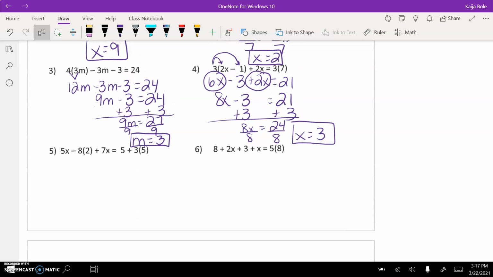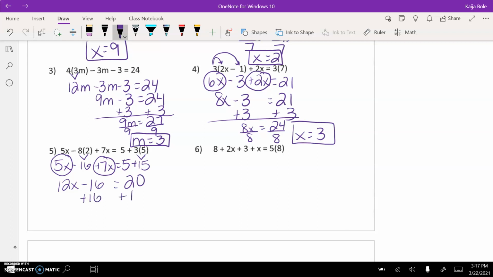In number 5 here, I'm going to take care of my multiplying first. So 8 times 2 is 16. 3 times 5 is 15. And bring everything else down. All right, don't do too much combining at once. So now on the left, I can combine 5x plus 7x would give me 12x minus 16 equals, and then 5 plus 15 is 20. So now here I'm going to add 16 to both sides. I get 12x equals 36. Divide by 12, divide by 12, and again I get x equals 3.